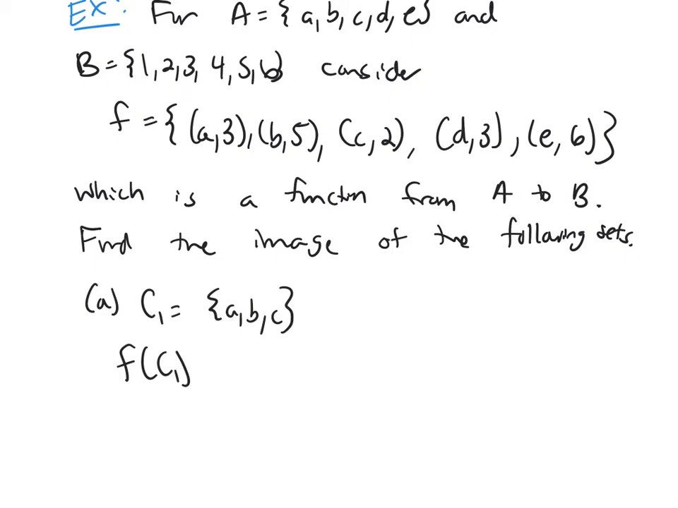So you're going to look at the pairs here that have an a, b, or c in the first coordinate. Those are the only elements within a, b, or c. And for these pairs, you're going to look at the second coordinate: 3, 5, and 2. So that is going to be your image, 2, 3, 5. I'm just going to write them in ascending order.